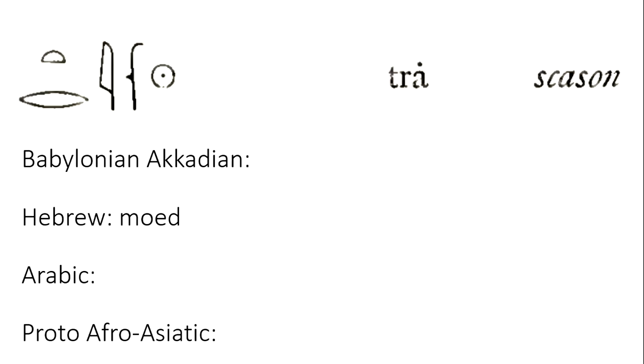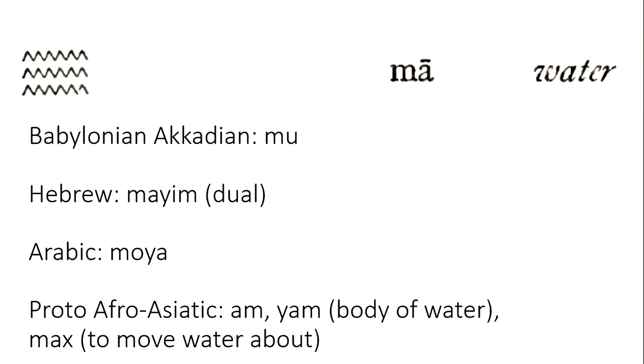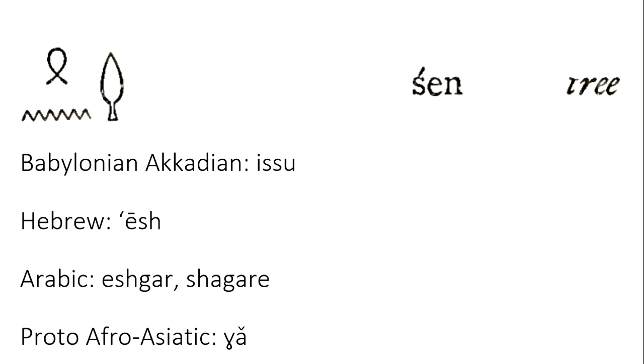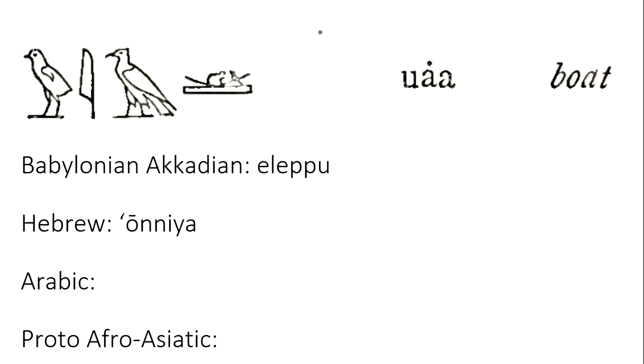Tra, season. Ta, earth. Ma, water. Sehet, field. Shin, tree. Hilaire, flower. Wa'a, boat.